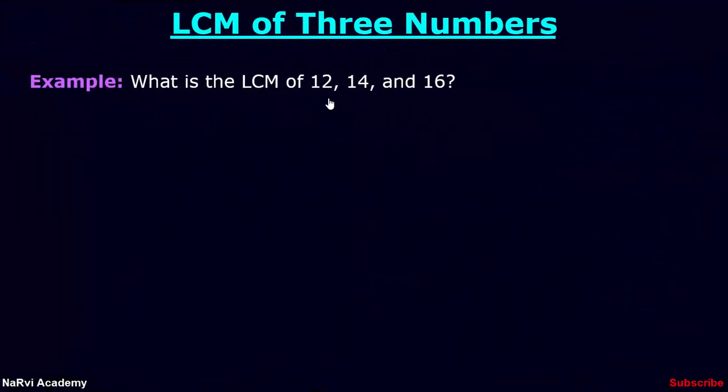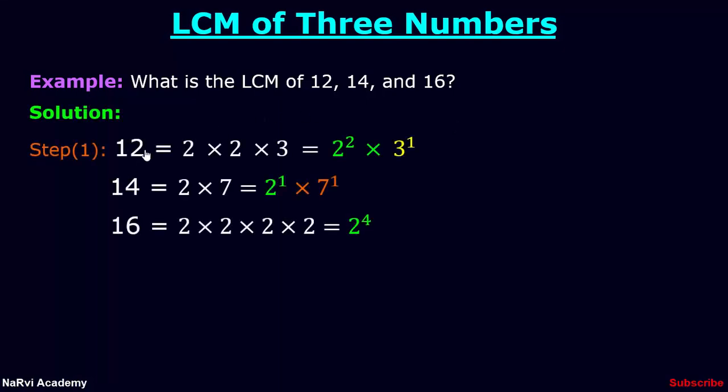What is the LCM of three numbers 12, 14, and 16? So as we did before, we just need to factorize these numbers into their prime factors. Factors of 12, we can write down like this, 2 to the power 2 times 3 to the power 1. And number 14 has two factors, 2 times 7. And we can write down like this, 2 to the power 1 times 7 to the power 1. And the last number 16 has 4 factors, 2 times 2 times 2 times 2. And we can write down like this, 2 to the power 4.